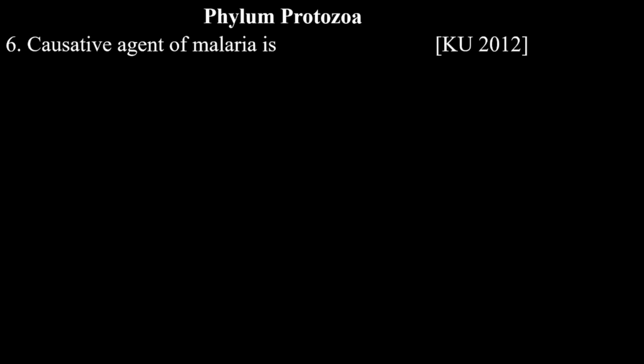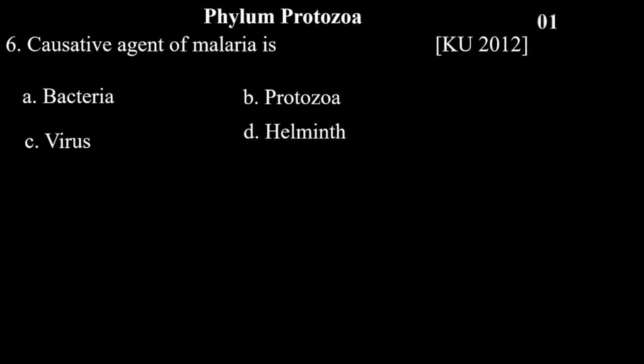Let's move on. Question number 6. Causative agent of malaria is, your options are A. Bacteria, B. Protozoa, C. Virus, D. Helminth.